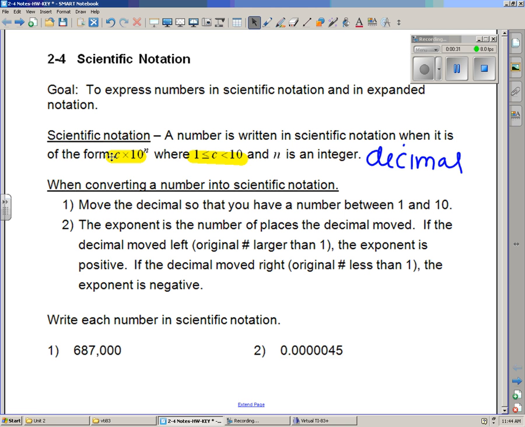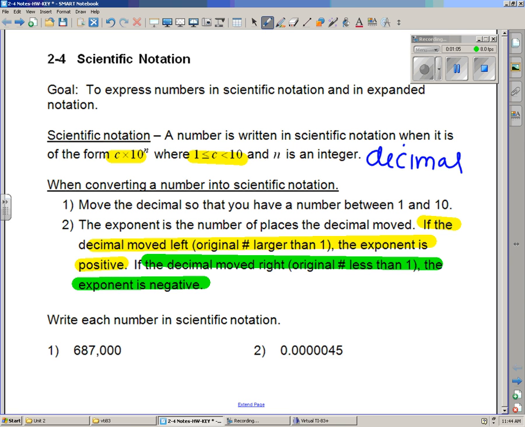When you convert a number into scientific notation, you want to make sure that you move the decimal so that you have a number between 1 and 10. The exponent is going to be the number of places that the decimal moved. If the decimal moved left, in other words, if the original number you're given is larger than 1, the exponent is going to be positive. If the decimal moves to the right, and that would mean that the original number was less than 1, a decimal to begin with, then the exponent is going to be negative.